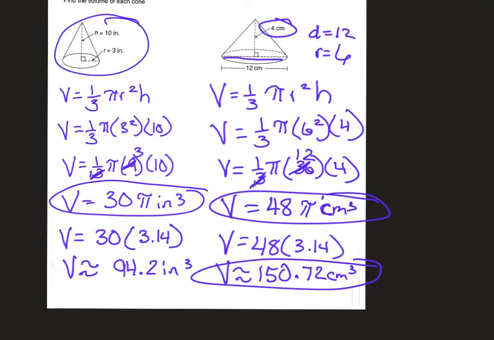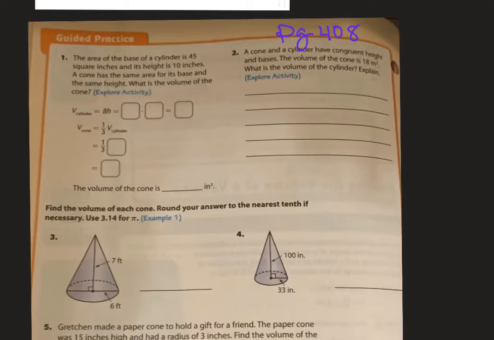Let's go ahead and do your guided practice. So open up to page 408. Okay, so guided practice starts on page 408. The first one says the area of the base of a cylinder is 45 square inches and its height is 10 inches. A cone has the same area for its base and the same height.